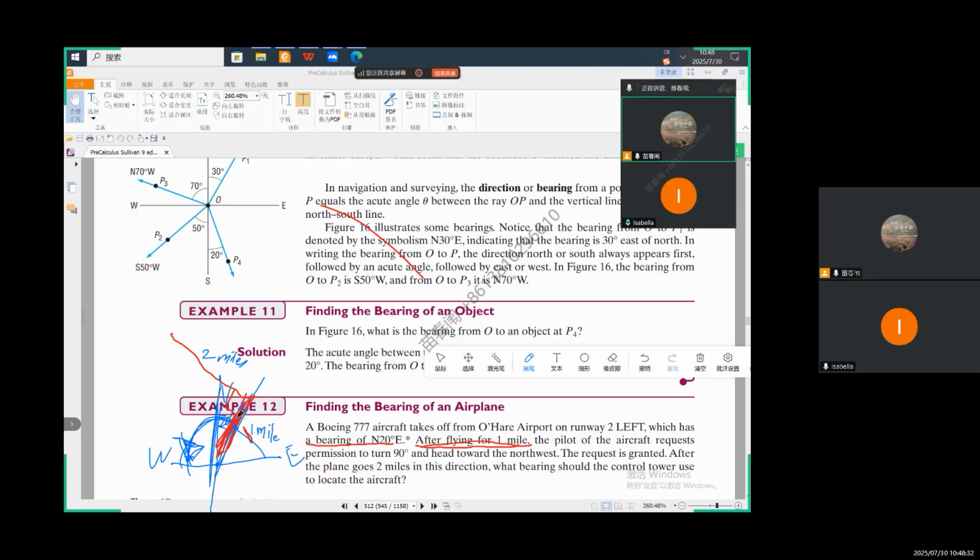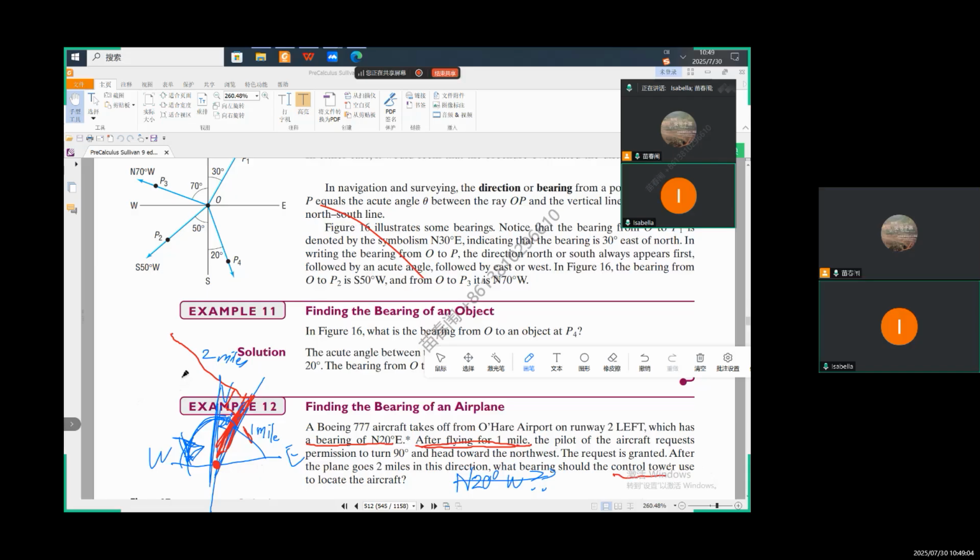I guess the bearing would be like, I don't know. So 20. So this is a control tower, right? The beginning is the control tower. But I don't know how far it's going to go after 2 miles. I know it's flying for 1 mile, but I don't get it.